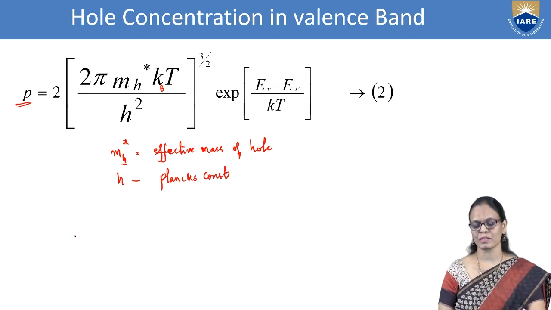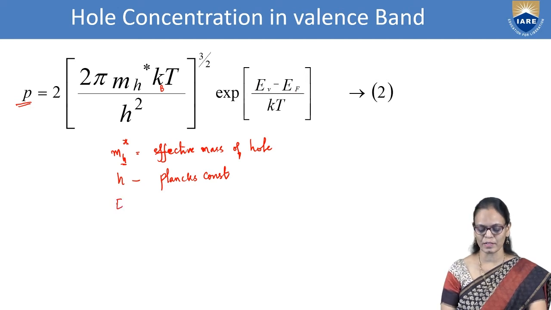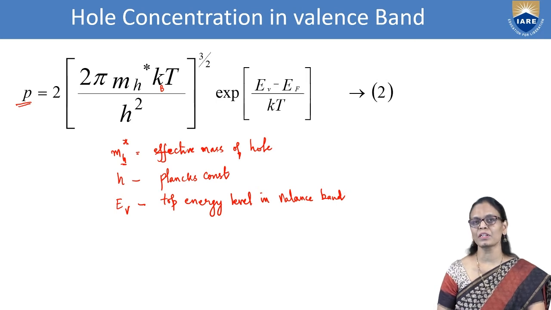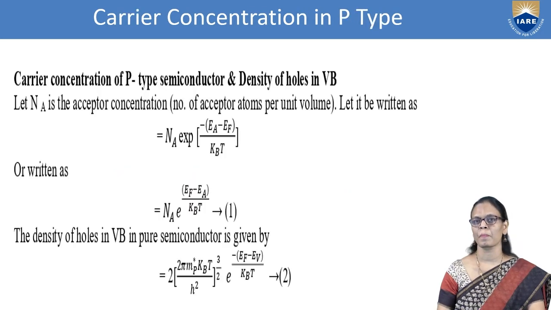h is Planck's constant. We have exponential of (Ev minus Ef) by kT. Ef is the Fermi level we have seen. Ev here represents the topmost energy level in the valence band. So this is about the hole concentration.